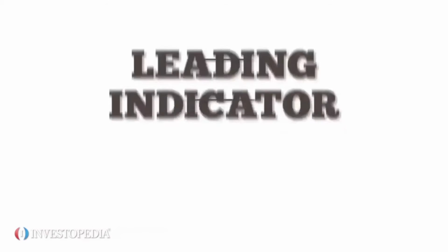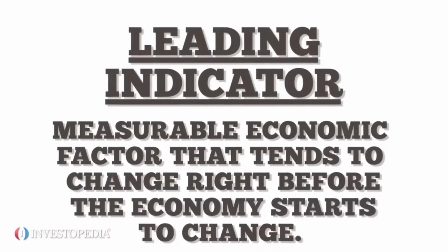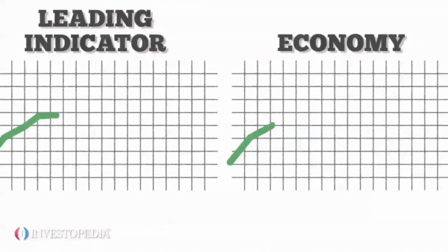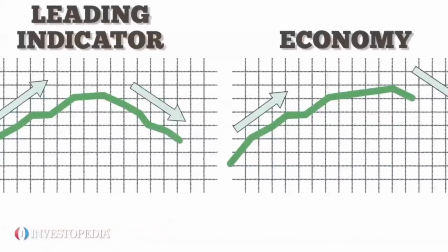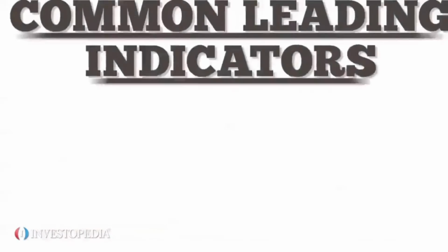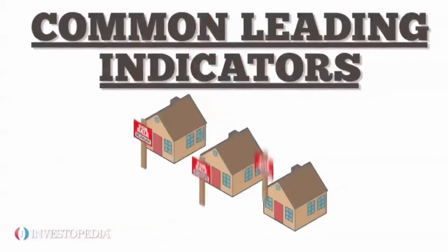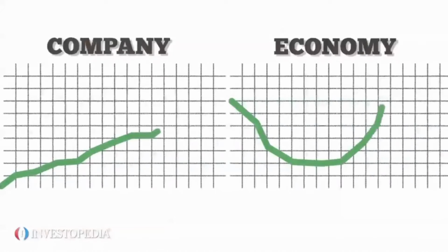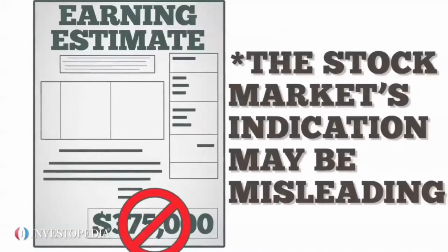A leading indicator is a measurable economic factor that tends to change right before the economy starts to change. While they're not always accurate, leading indicators frequently correspond to changes in an economy or market, either upwards or downwards, and are used to predict movements and trends. Some of the common leading indicators are the stock market, retail sales, building permits, the housing market, and business startups. For example, a strong stock market may indicate company earnings are up and the economy is about to improve. Of course, if earnings estimates are wrong, the stock market's indication may be misleading.